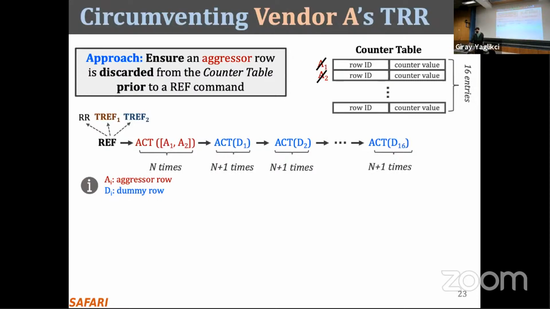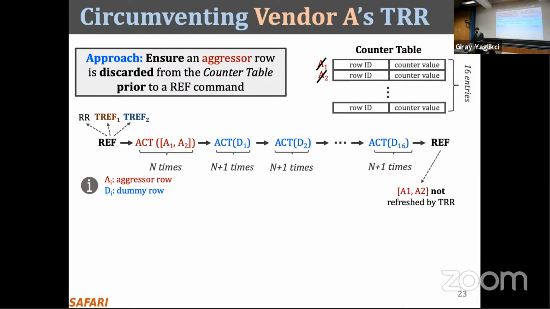By hammering the dummy rows more than the aggressor rows, we make the TR replace A1 and A2 in the counter table with the dummy rows. The maximum value of n depends on how many hammers can be performed during the time interval between two refresh commands. So when we refresh at the default refresh rate, 64 milliseconds, there's a specific timing between two DRAM refresh commands. And basically, depending on how large that is, we can perform a limited number of activation commands.